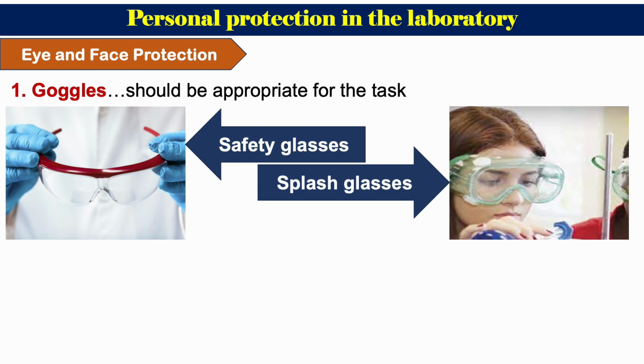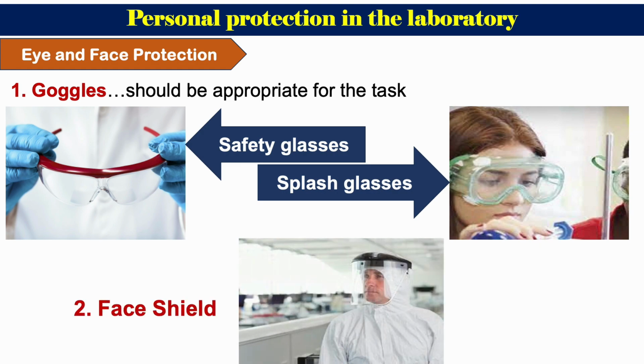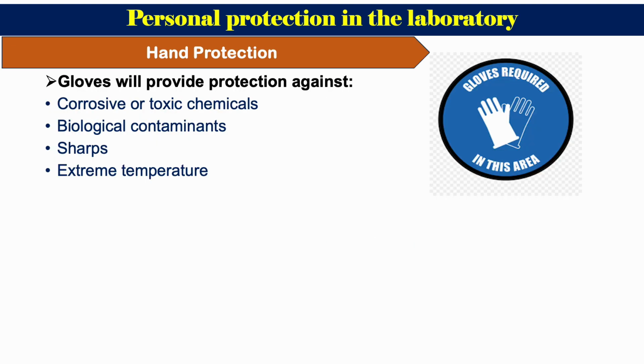Another personal protective equipment in the laboratory is eye and face protection. It includes goggles, and these goggles should always be appropriate for the task you are doing. It may be safety glasses, splash glasses, or a face shield. These goggles, face shields, safety glasses or splash glasses protect our eyes and faces from hazardous material. So now, how can we protect our hands?